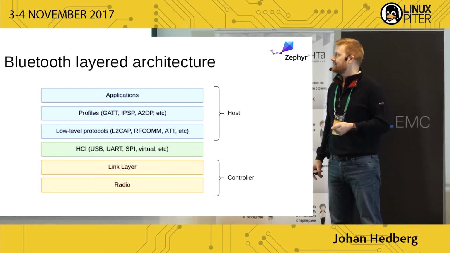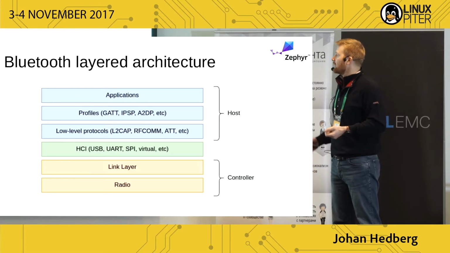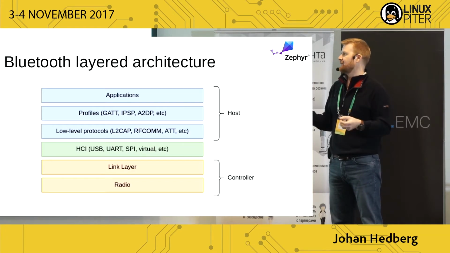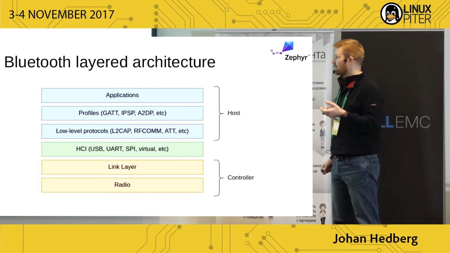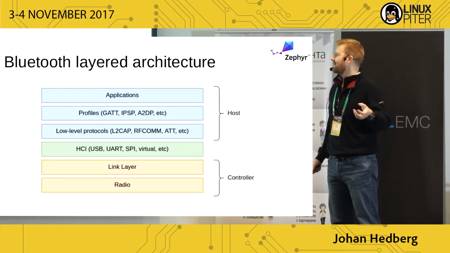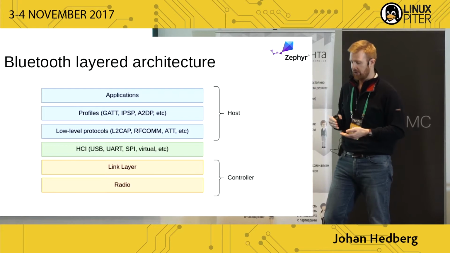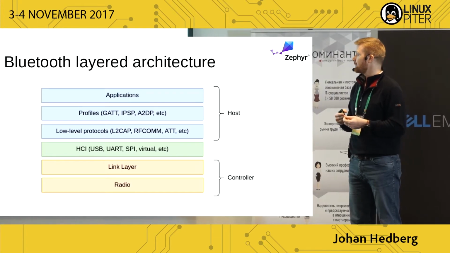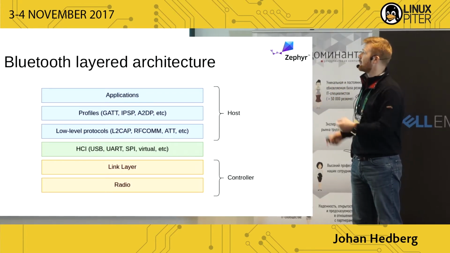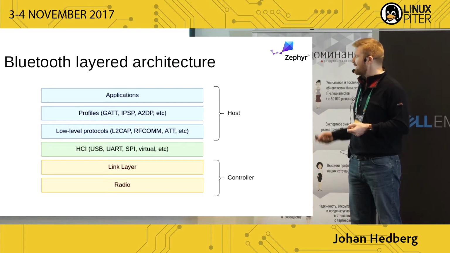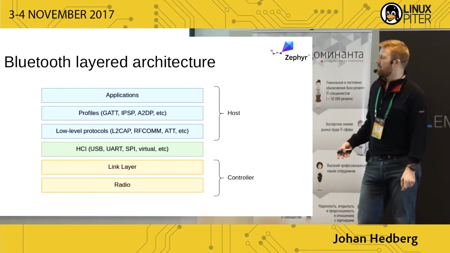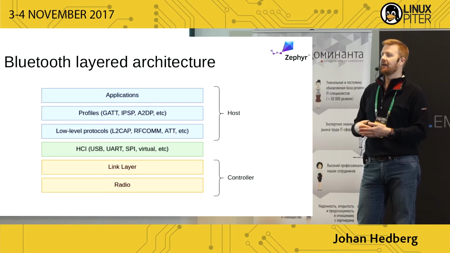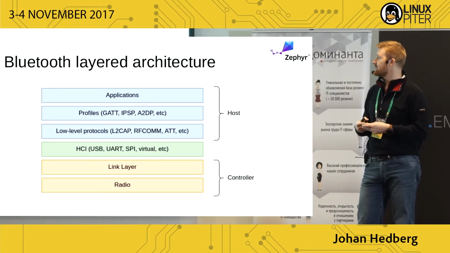If you take your typical PC or a mobile phone, you will have the Bluetooth functionality split across two different chips. You will have the so-called Bluetooth controller on a dedicated chip, and you will have your host operating system, like Android or Linux on your PC or Windows or Mac, implementing the Bluetooth host part. In between these two layers, there's something called HCI, the host controller interface. And this is a well-standardized protocol that's part of the Bluetooth core specification.